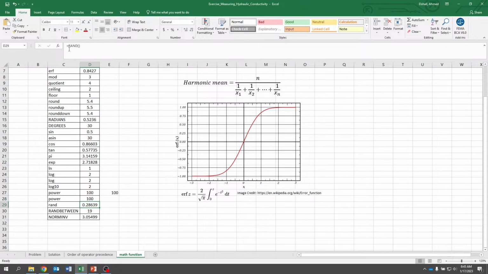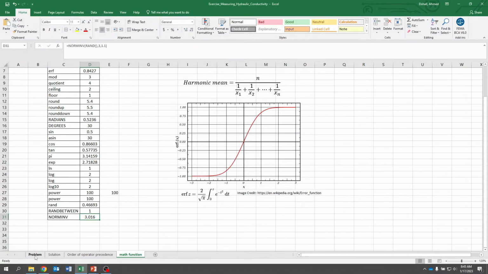I can generate a random number. I can generate a random number between 7 and 19, any range that I want, like a random number between 1 and 5, for example. So I should get here something from 1 to 5, like 3, okay? I could generate a random number from a normal distribution. You specify the mean of the normal distribution and the standard deviation, let's say 1, for example, then you generate.